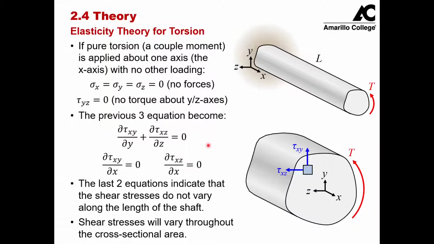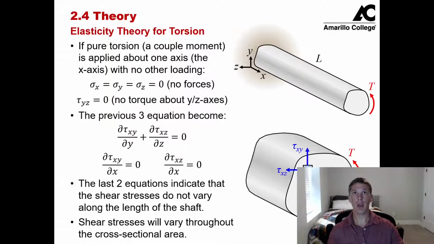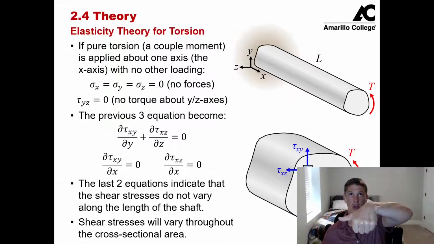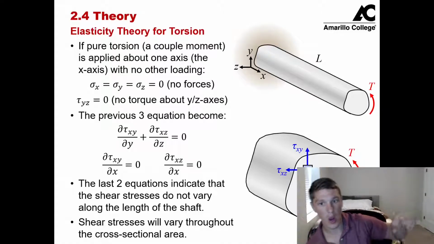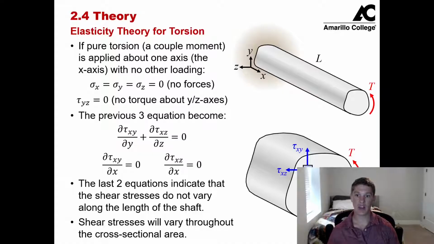And then we can also say that our shear stress in the YZ plane is 0, because our torque is about the x-axis. We have no torque about the y-axis and the z-axis as I've drawn them on the board. We only have a torque about the x-axis, as I drew it on the board. We don't have any shear stress in the yz direction.